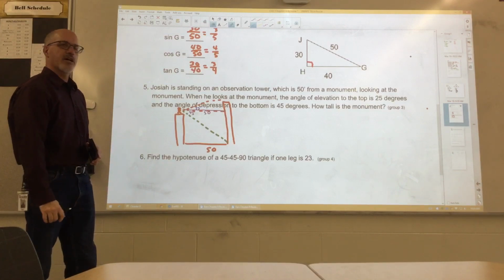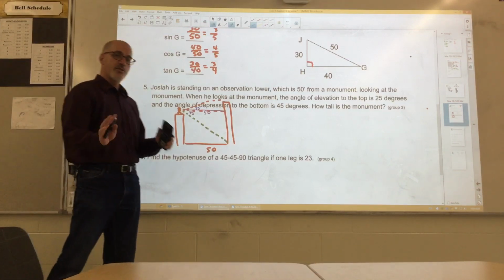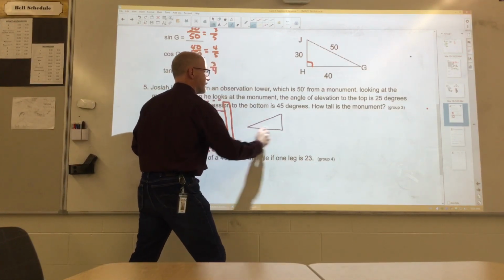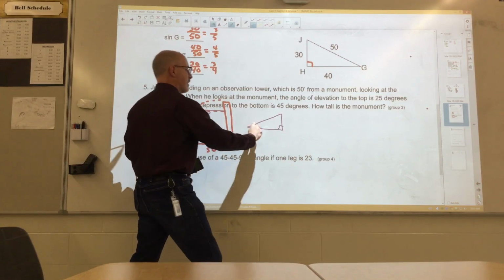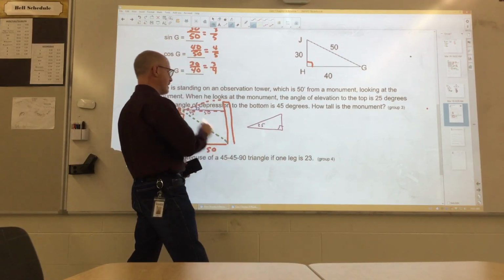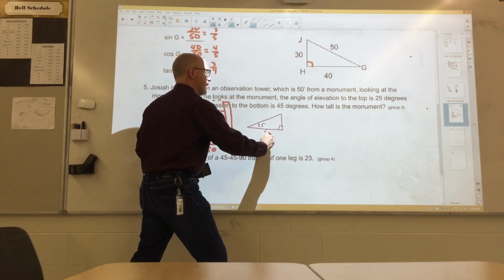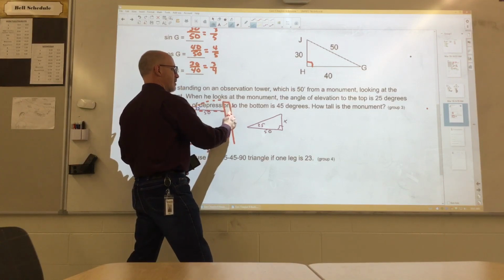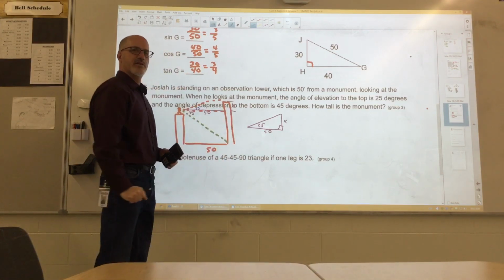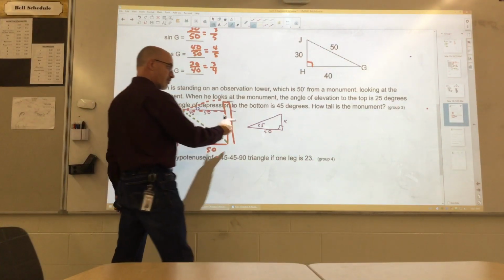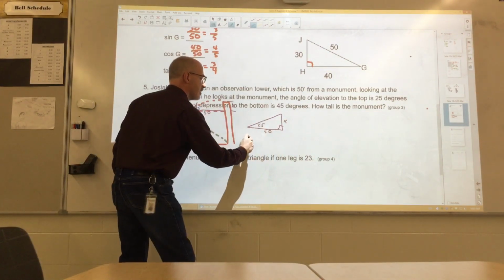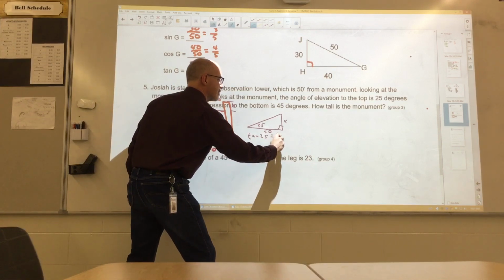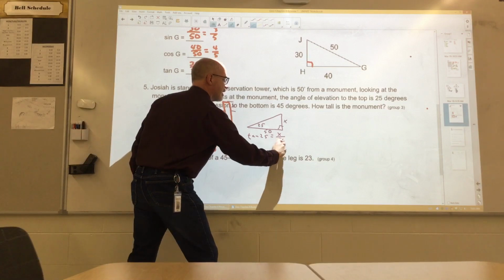We want to know how tall the monument is. Well, I'm going to do this in two parts. I'm going to do the angle of elevation problem, which looks like this. This triangle has an angle of elevation of 25. It's got a bottom side of 50. And we call this X. So this part of the monument from here to here is X. So let's go ahead and calculate that. This is the opposite and the adjacent. So tangent of 25 is equal to the opposite side over the adjacent 50.